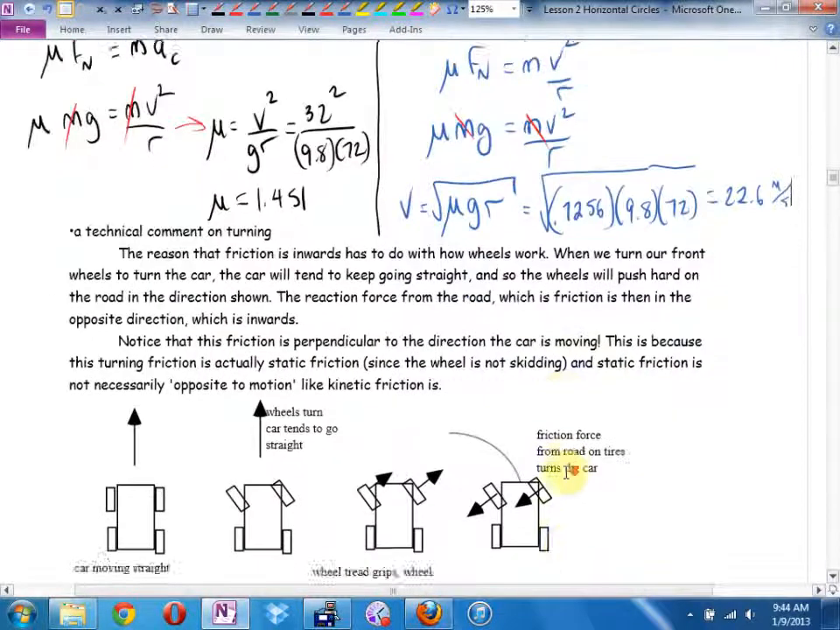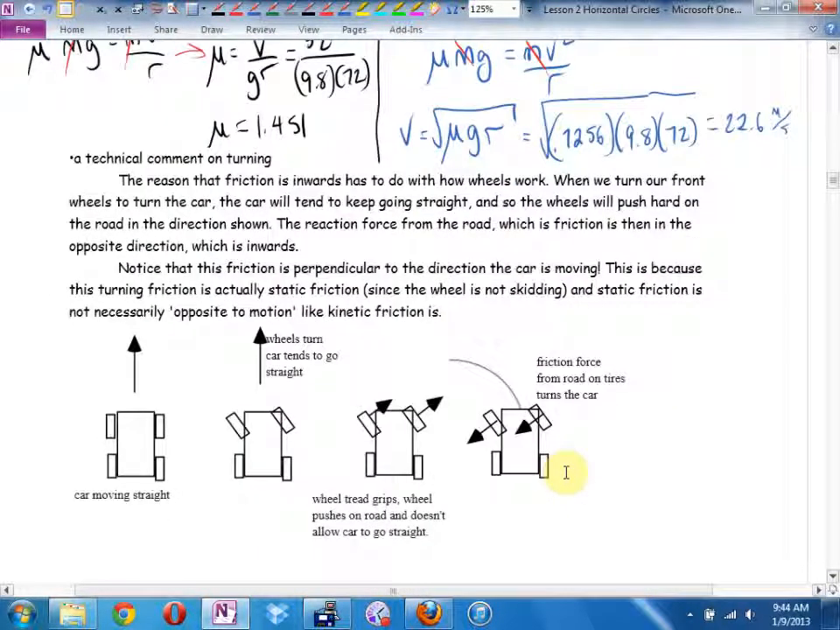Okay. A little technical comment on turning. The reason that when you turn, friction is inwards has to do with how our wheels work. When we turn our front wheels, the car wants to keep going in a straight line. And because it wants to keep going in a straight line, it exerts a force on the tires, and the tires exert a force against the road. The road then exerts a force back of friction. It's actually perpendicular to the tires, which is why it's towards the center of your circle.